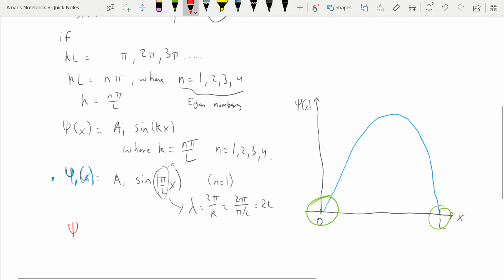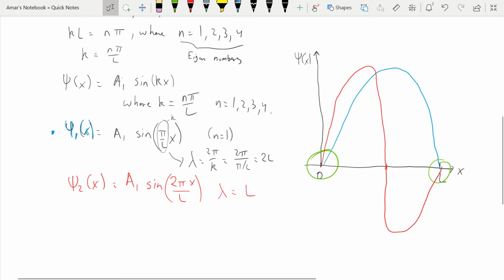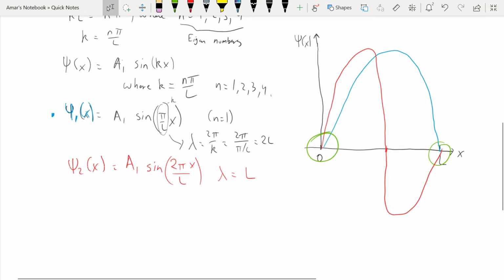Now let's do psi 2 of x is equal to a1 times sine of 2 pi x over L. The wavelength here is equal to L. So if we split this in two, this sine function is going to look like this. It's also a sinusoid, but at x equals 0 and x equals L, it's equal to 0. So this is psi 2.